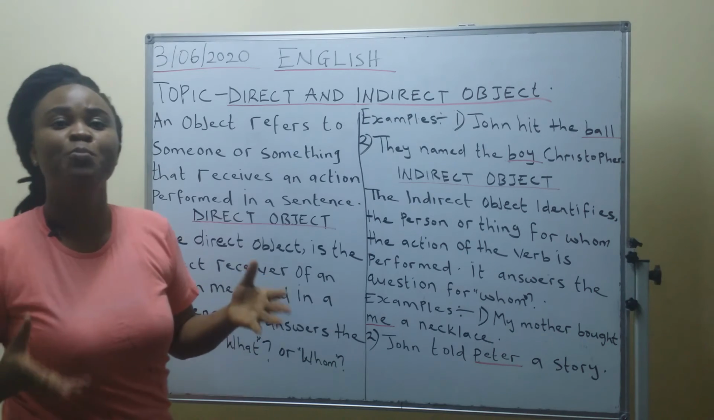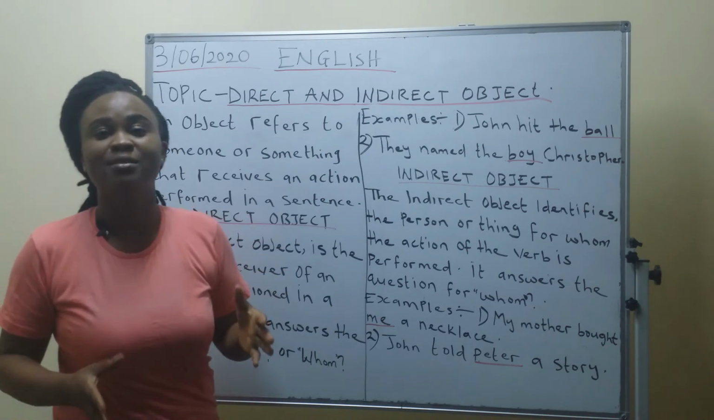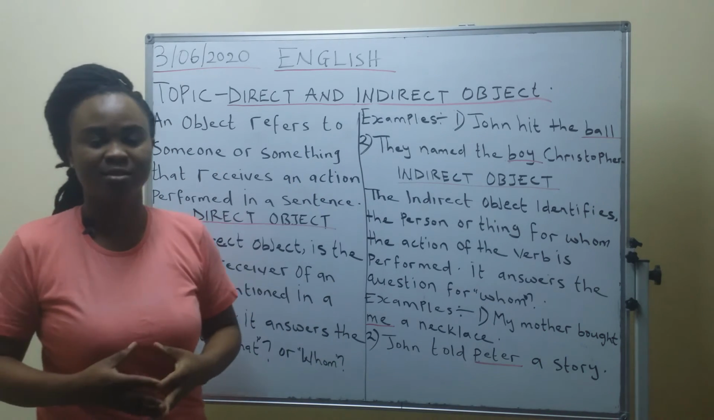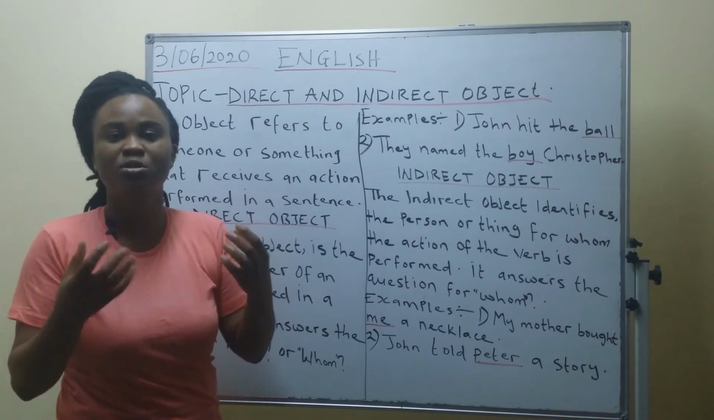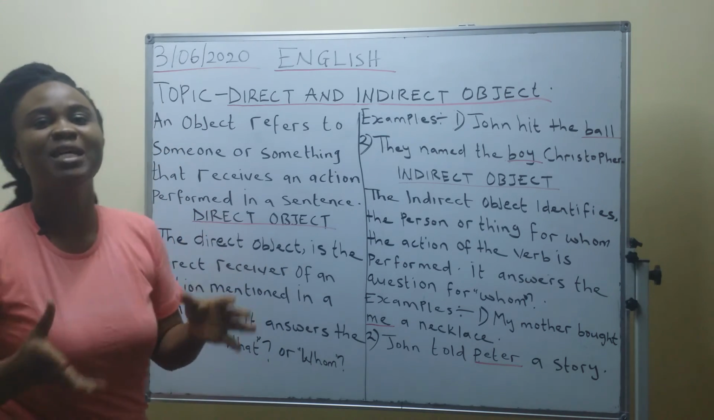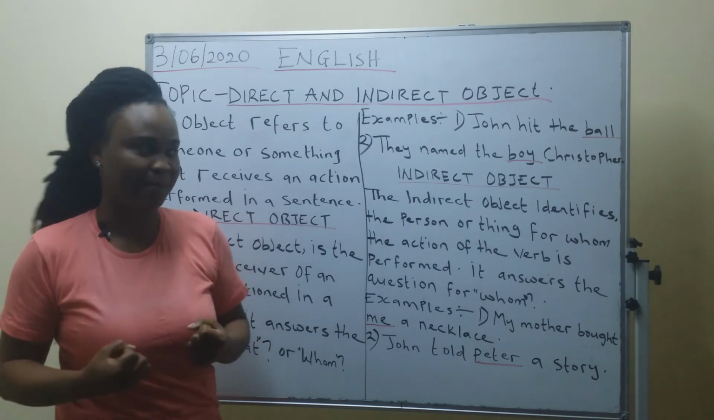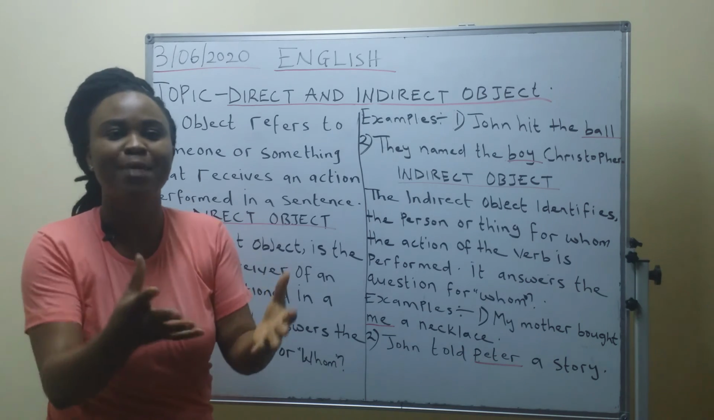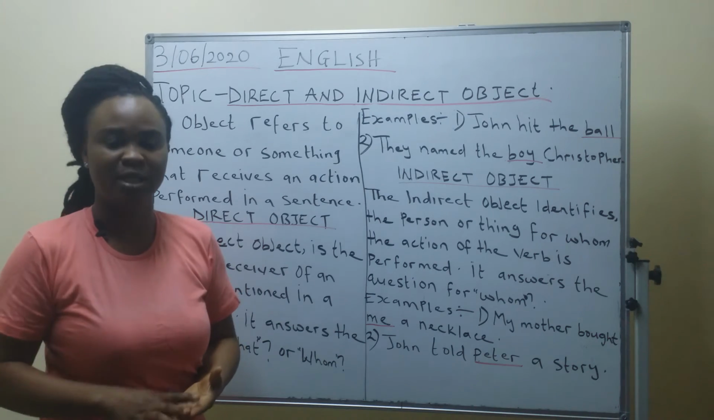Now, for those that will still be confused, I'll summarize. When I started, I told you that an object is the receiver of an action in a sentence. It receives from the subject. The subject is the giver, while the object is the receiver. Now, direct objects. A direct object receives directly in a sentence. It doesn't receive through something.